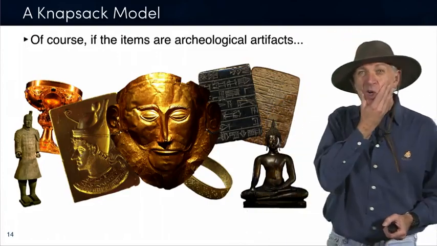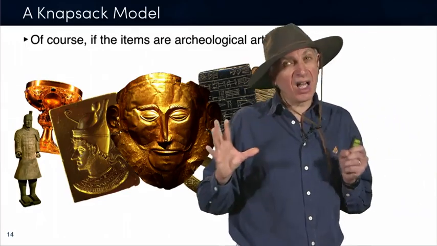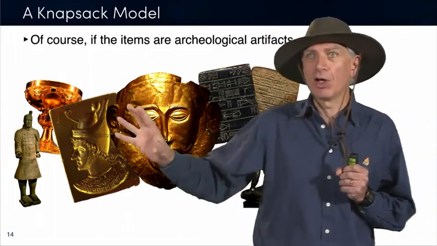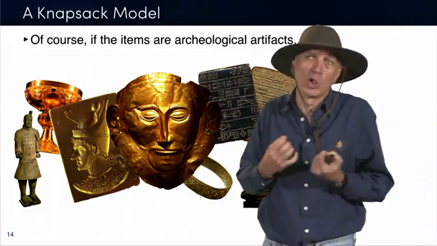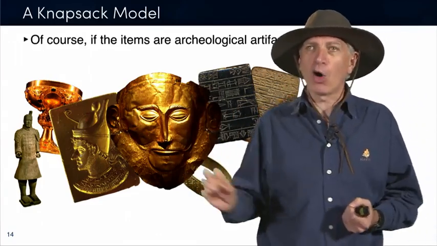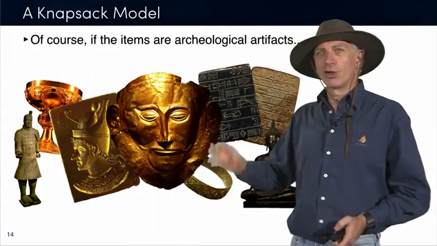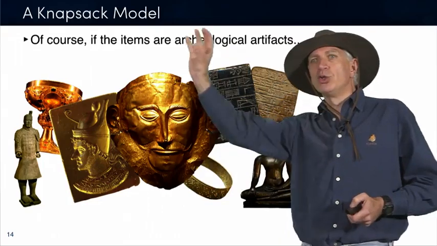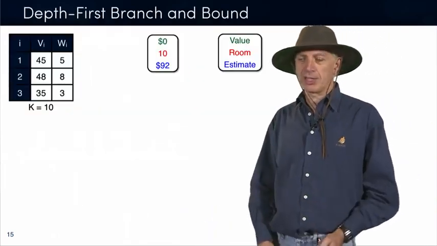Of course, in practice, the linear relaxation is not a solution to the problem, right? Because we have this mask and there is no way we can break it. And even if you could break it, you would not want to. We can't take a fractional part of this mask, right? You can't decide to just take the nose or whatever. So we have to use this linear relaxation inside the branch and bound algorithm. And that's what we're going to do.